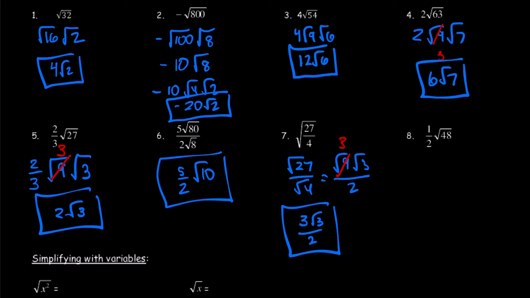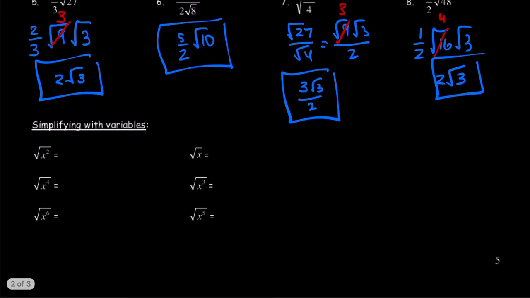Number 8, 1/2 square root 48. We'll just bring the 1/2 down. Square root 48, the largest perfect square that goes into that, is actually 16. All right, 16 times 3 is 48, and the square root of 16 is just 4. Now I have to take 1/2 times 4. That's pretty easy. That's just going to give me a 2. So now my final answer is 2 square root 3.